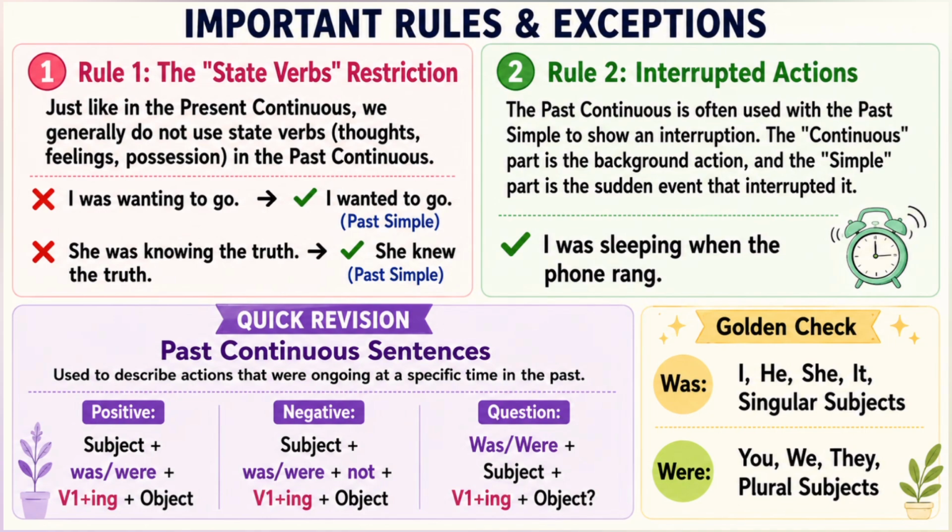Finally, remember the golden check. Use was with I, he, she, it, and all singular subjects. Use were with you, we, they, and all plural subjects.